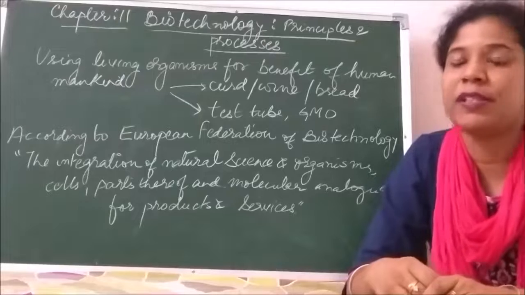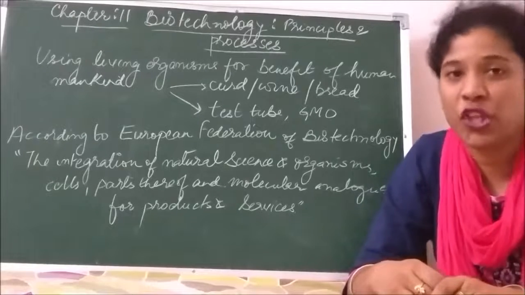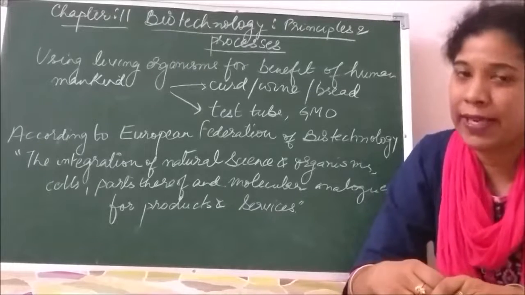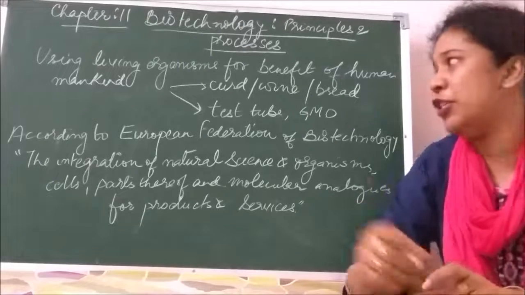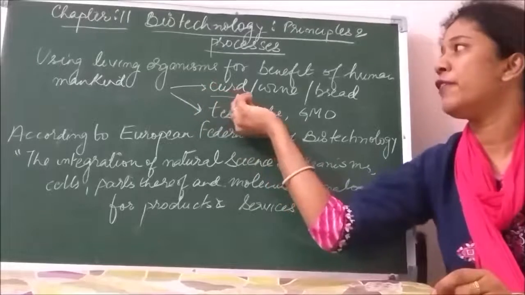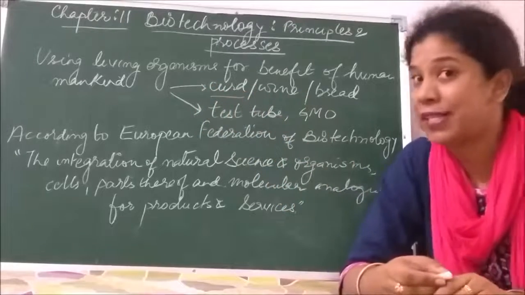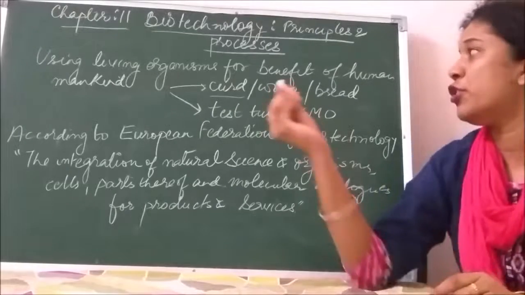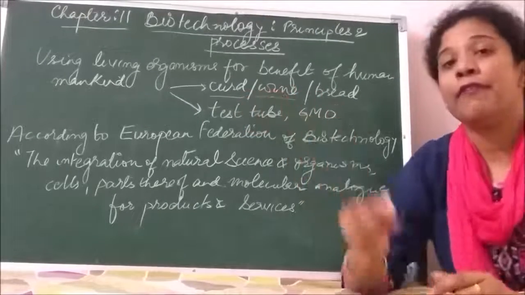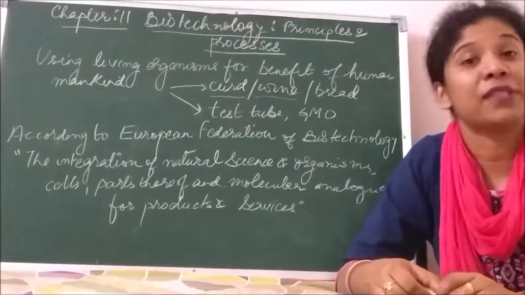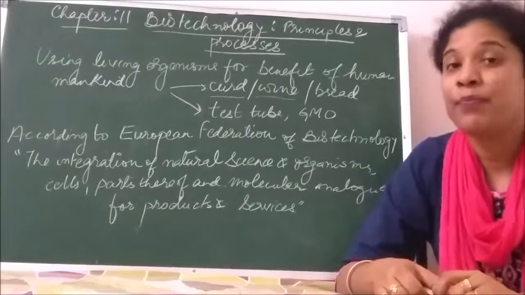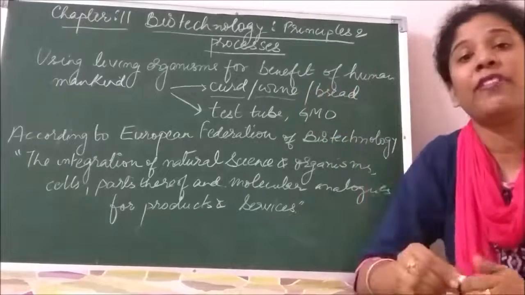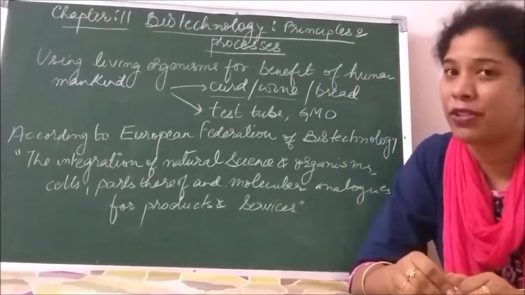We are going to do certain genetic manipulation, we are going to change them so that they best fit human mankind. So, by this definition, even the formation of curd, in which we use a living organism, Lactobacillus, to convert milk into curd, is biotechnology. Or brewing of wine, where we use varieties of Saccharomyces cerevisiae or yeast, is also biotechnology. Even the leavening of bread, where we use yeast to make bread, is biotechnology.